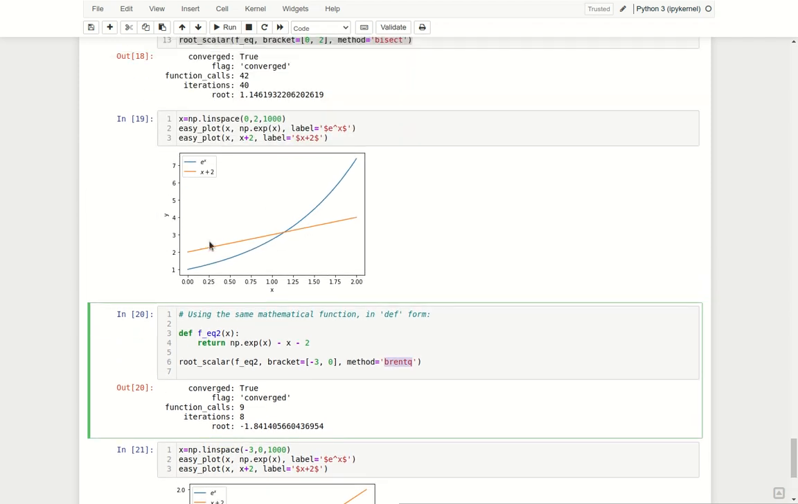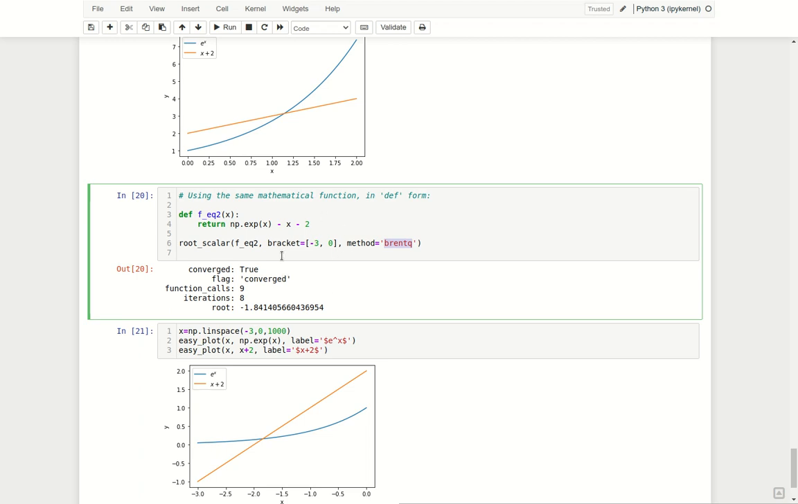But there must be some other point where the exponential is below. I'm sorry, in this range the exponential is above the linear function. In this range the exponential is below the linear function, but there must be another range where the exponential is again above the linear function, because the exponential goes to 0 while the linear function goes to minus infinity. So in this case we are going to look for this root in the interval -3, 0.